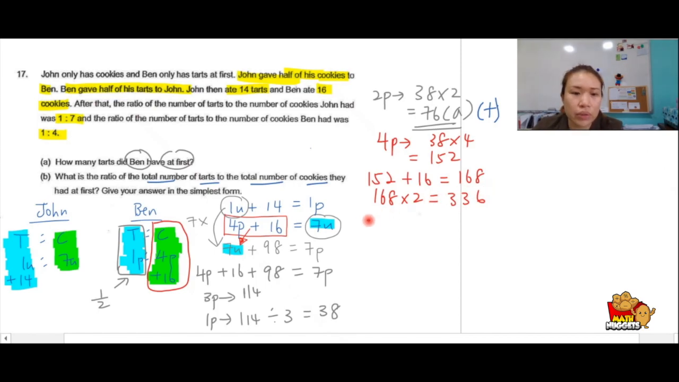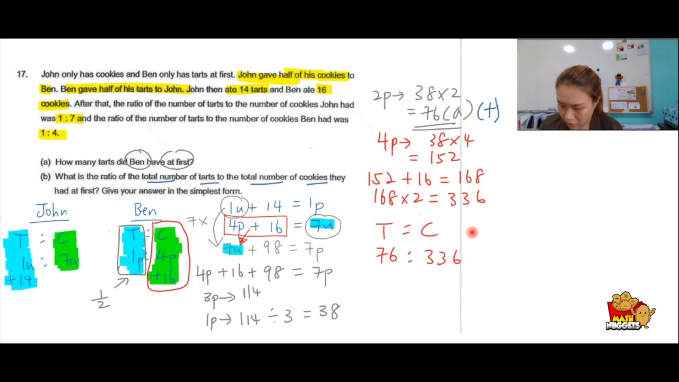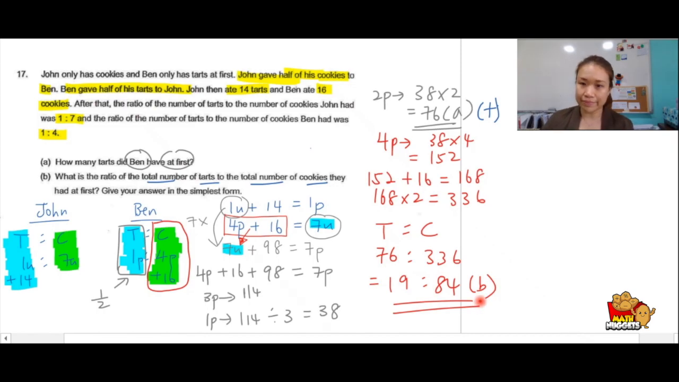So now we're trying to find the total. Tarts is to cookies would be 76 is to 336. And if you try to simplify this, you can key into your calculator as a fraction. And we get 19 is to 84. This is the answer for part B.